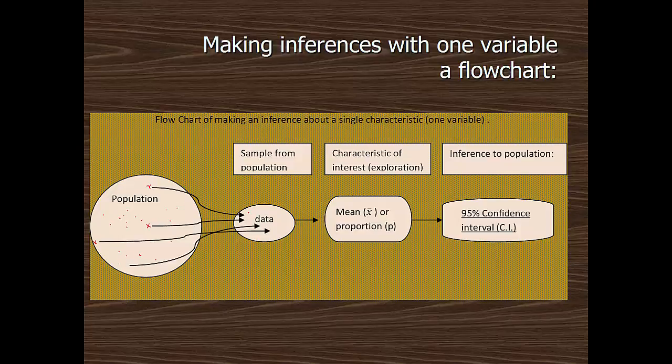From the data, X1, X2, X3, X4, we calculate the sample mean or proportion if it's a single variable, and then we make an inference back to the population. We're estimating back to the population.